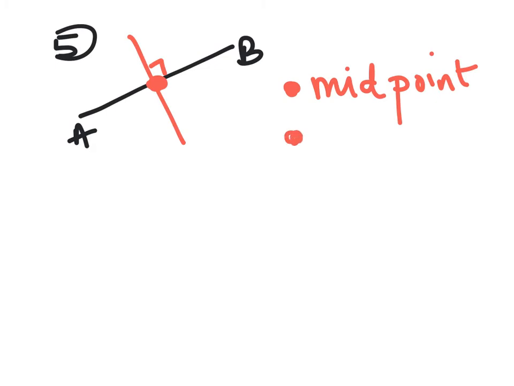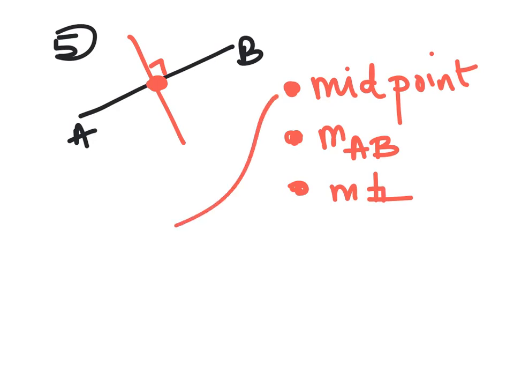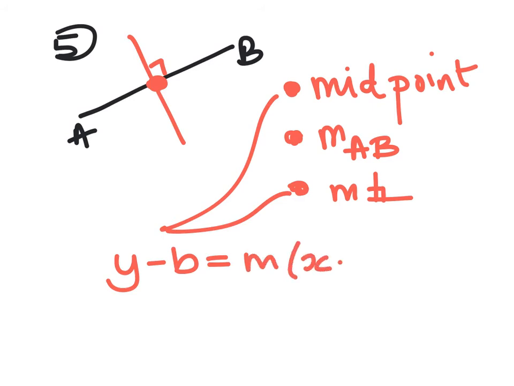Second thing we're going to need is what's the gradient of AB? Well, if you've done question 1 properly, you'll have that. And then once you've got that gradient, that's going to lead you on to what the perpendicular gradient is. Once you know that perpendicular gradient, we can use this point and this gradient, and y minus b equals m(x minus a).